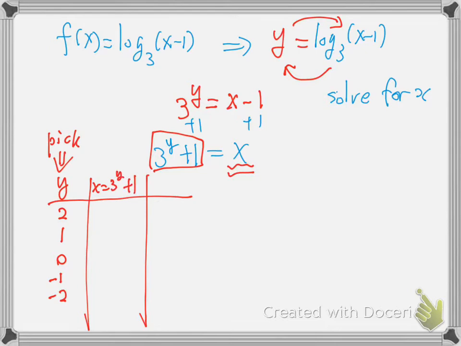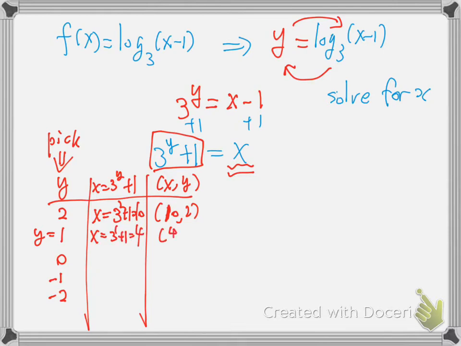So for each number, you just replace y here. If y is 2, we got 3 squared plus 1, which is 10. So x is 10. So x comma y, we got 10 comma 2. When y is 1, we got x is 3 to the first power plus 1. So it's 4. So we got 4 comma 1. y is 0. x is 3 to the 0 power plus 1, which is 2. Then we got 2 comma 0.